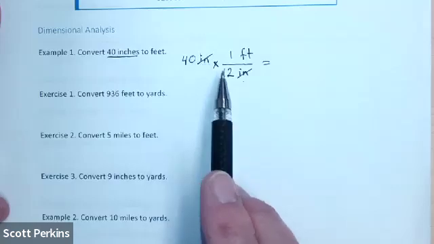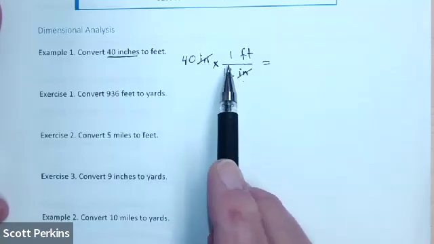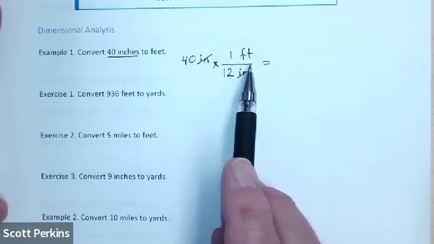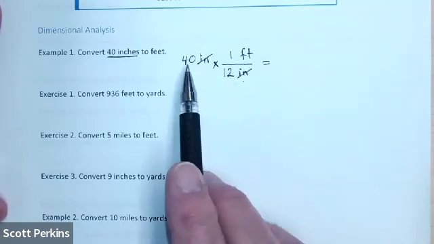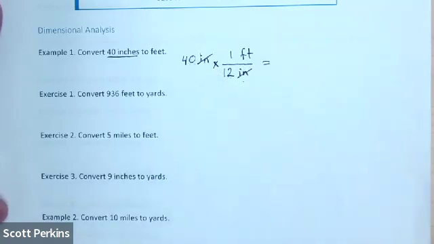Not multiply it. Since it's in the bottom, I am going to divide by it. Okay, that's what a fraction bar means. A fraction bar is just a division symbol. And so since I have 40 up top and 12 in the bottom, I'm just going to divide. So here we go.